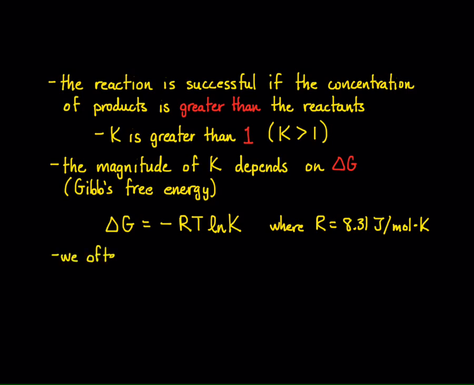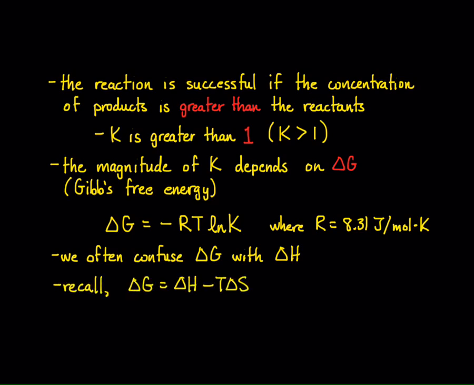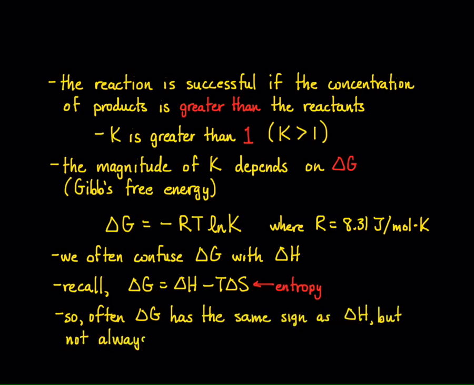Now, oftentimes we confuse delta G, Gibbs free energy, with delta H, enthalpy. Remember that delta H is simply the heat either given off or absorbed in a reaction, and delta G is a little bit more complicated than that. If you recall, delta G is delta H minus T delta S, where delta S is entropy. And so for a reaction to take place, we oftentimes have to think about the entropy of the reaction. Often, delta G has the same sign as delta H, but this isn't always the case. I'll show you an example in just a little bit of a scenario where that's not the case.